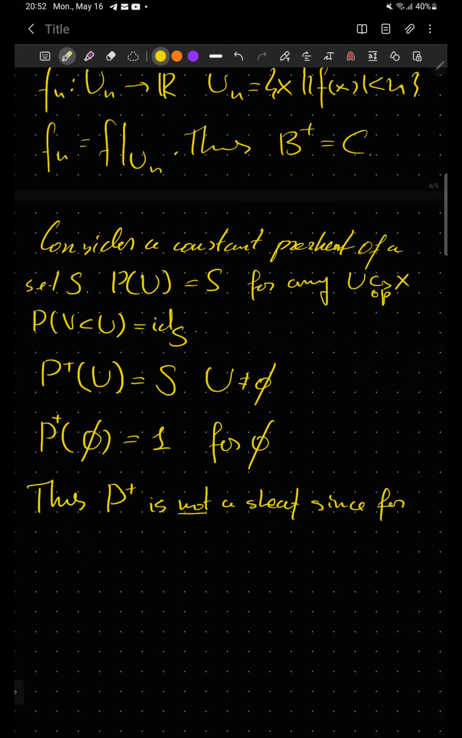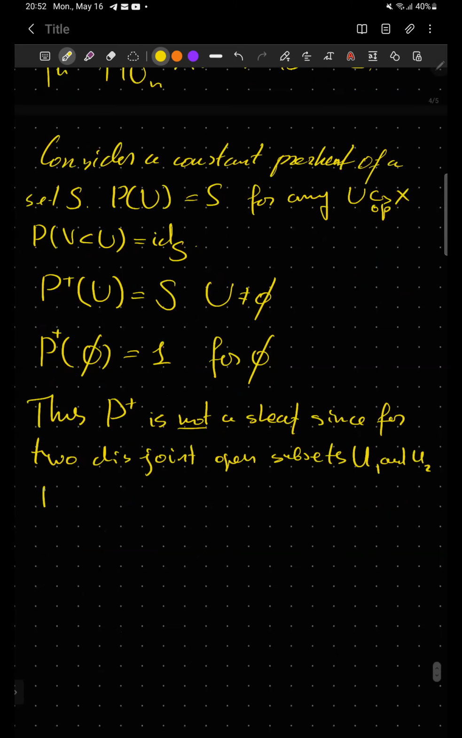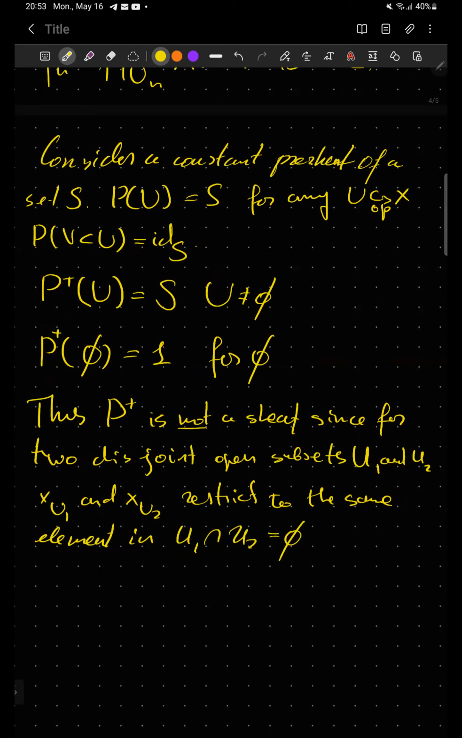Since for two disjoint open subsets U1 and U2, the elements x_U1 and x_U2 restrict to the same element on U1 intersect U2, which equals the empty set, because the value on the empty set is just a singleton set.